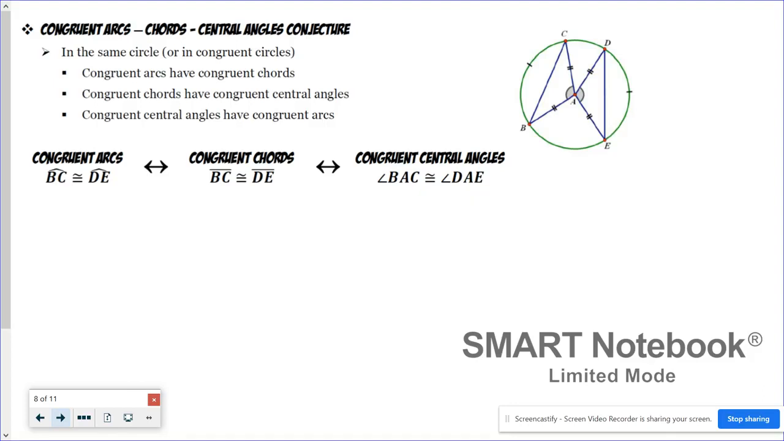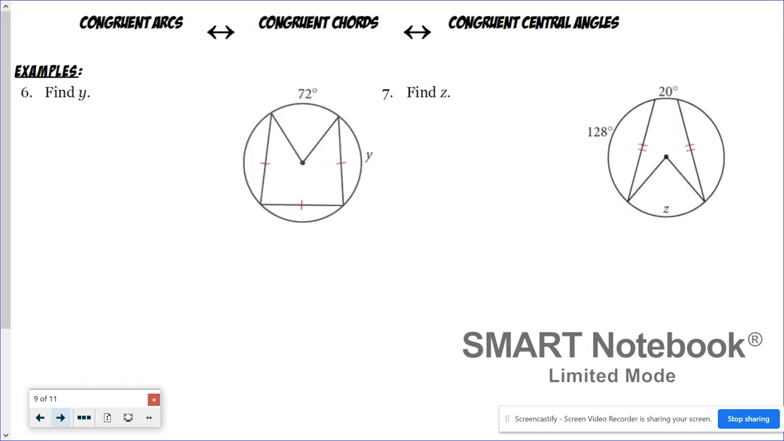So in this diagram here, if arc BC is congruent to arc DE, then chord BC is congruent to chord DE, and angle BAC is congruent to angle DAE. Kind of neat, huh? But I believe in our investigation that we did a few days ago, we also discovered that. So let's apply this relationship.